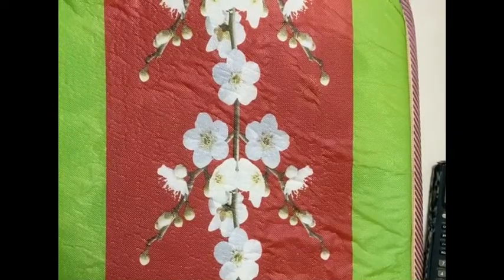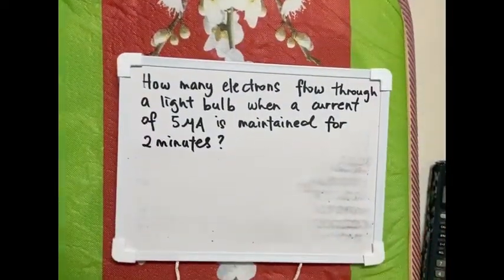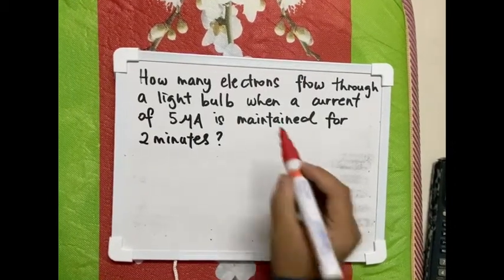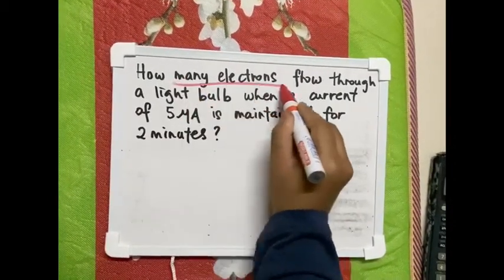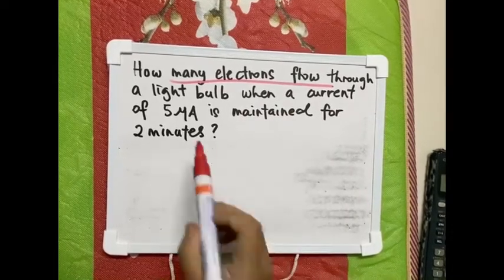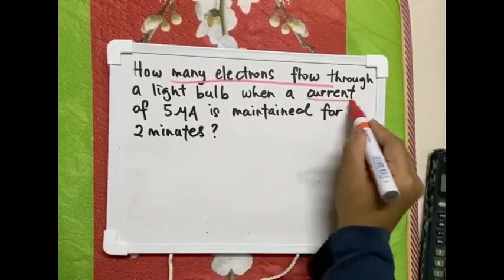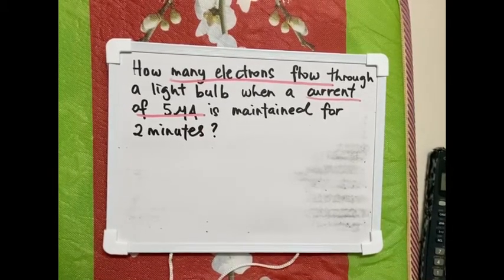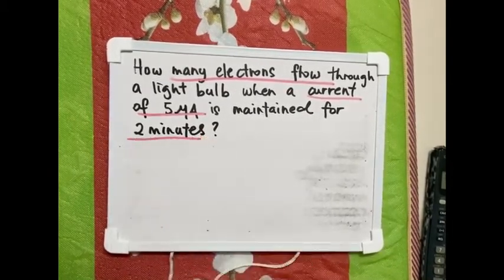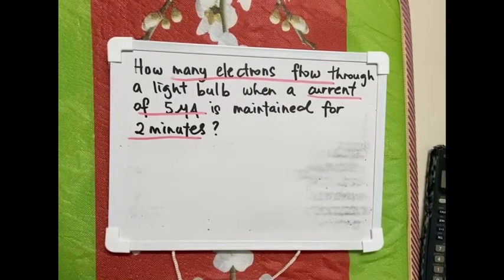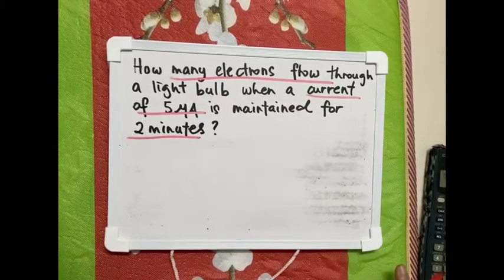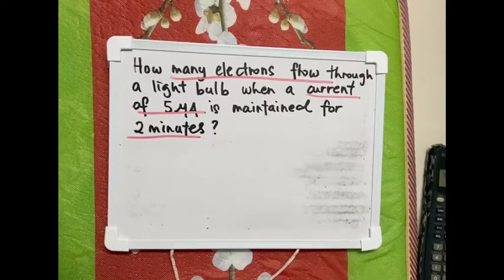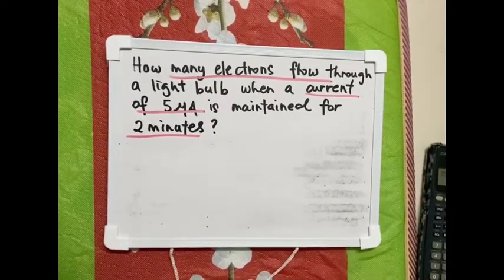So next, we go to question number 2. Alright, so how many electrons, so it is a twist here, flow through a light bulb when a current of 5 microampere is maintained for 2 minutes. You may pause this video to try it out first before I explain the answer.